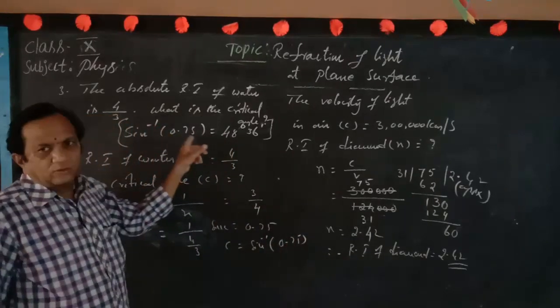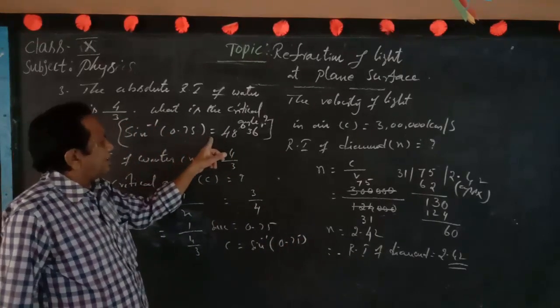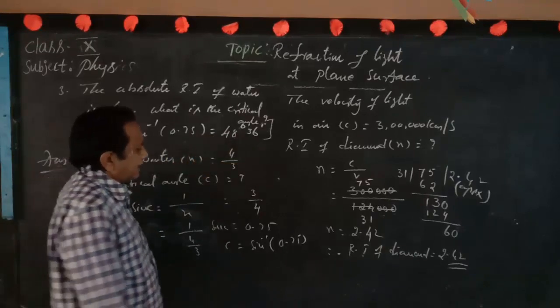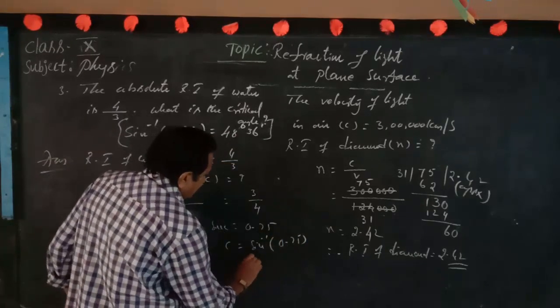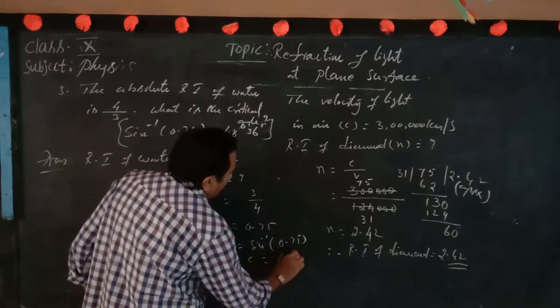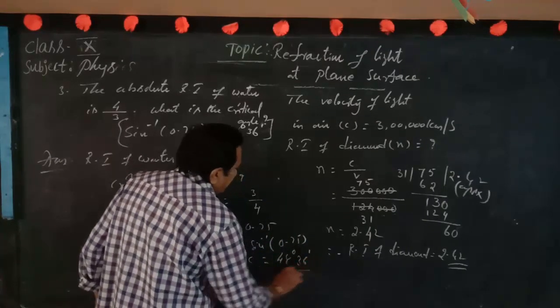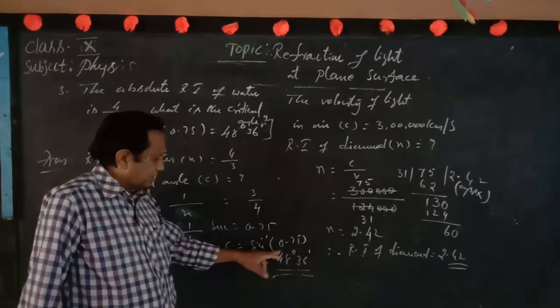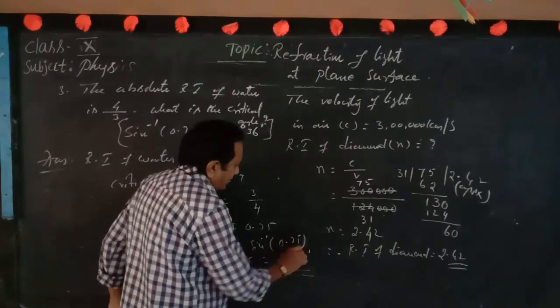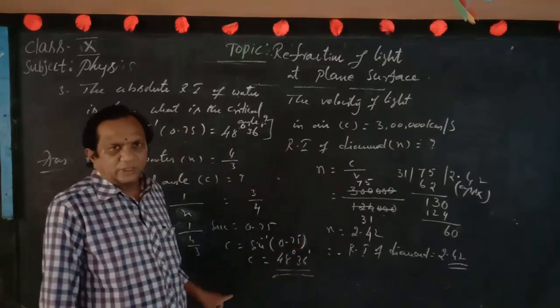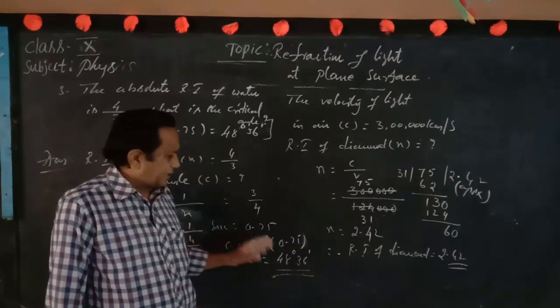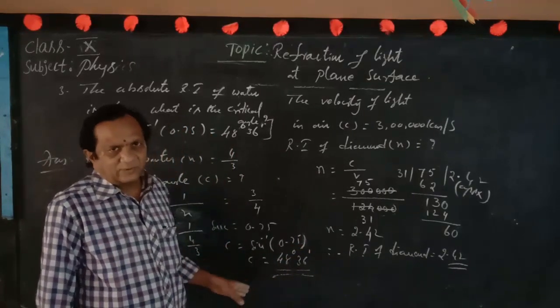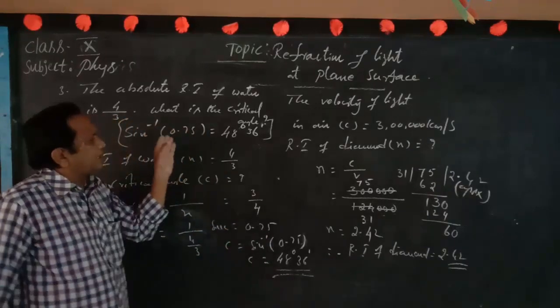So it is already given in the question. Sin inverse of 0.75 is equal to 48 degrees 36 minutes. Therefore C is equal to 48 degrees 36 minutes. Actually you get this value from the logarithm book, where you see sin inverse of 0.75 in degrees. The logarithm book application is not in this class, so that is why some values are provided.